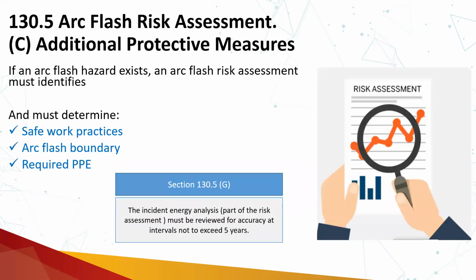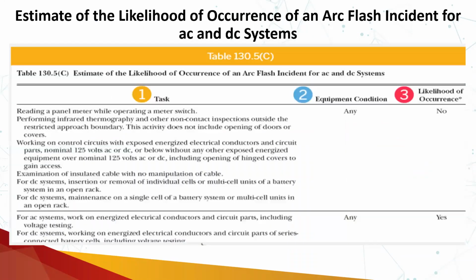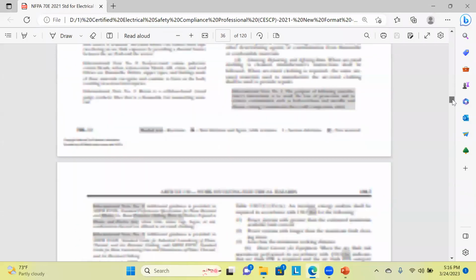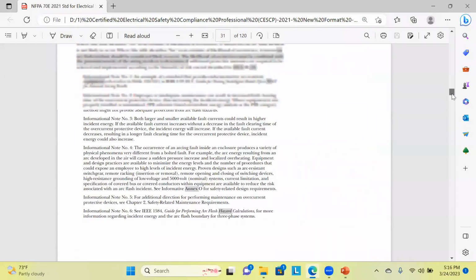So the first thing is that if an arc flash hazard exists, an arc flash risk assessment needs to be performed. 130.5(C) gives you a number of tasks which you perform in an organization, and the second column takes into consideration the equipment condition, and the third column talks about the likelihood of occurrence. So in 130.5(C), if you look into the standard, there are more than 50 to 60 tasks given.